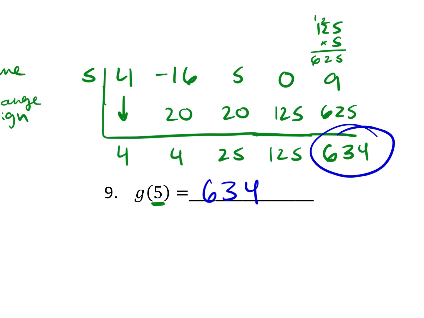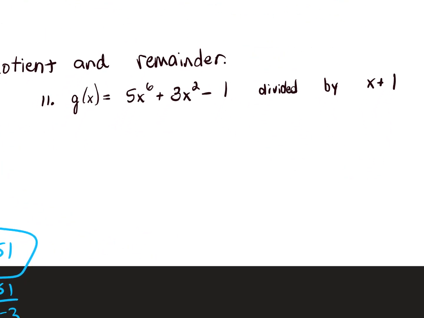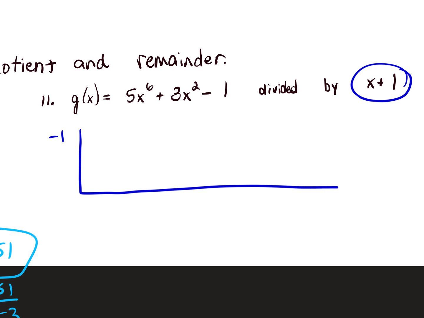Any questions here? Good with this one? All right, next, we're going to use synthetic division to find the quotient and the remainder. So for number 11, what's going to go outside the box? Negative 1. This is the one where we have to change the sign. Inside the box, what are we missing?